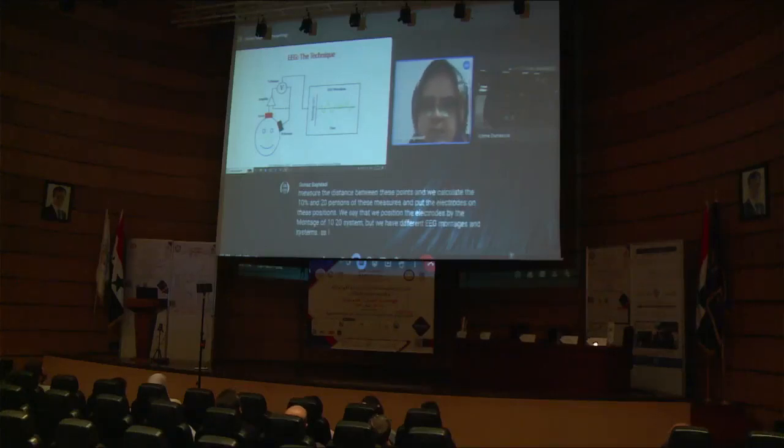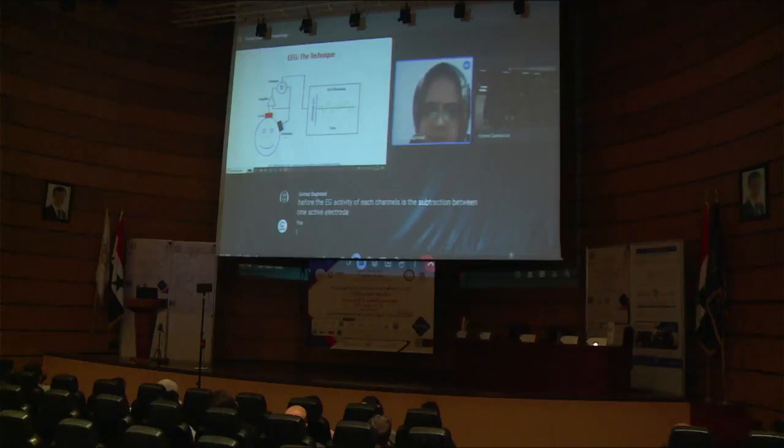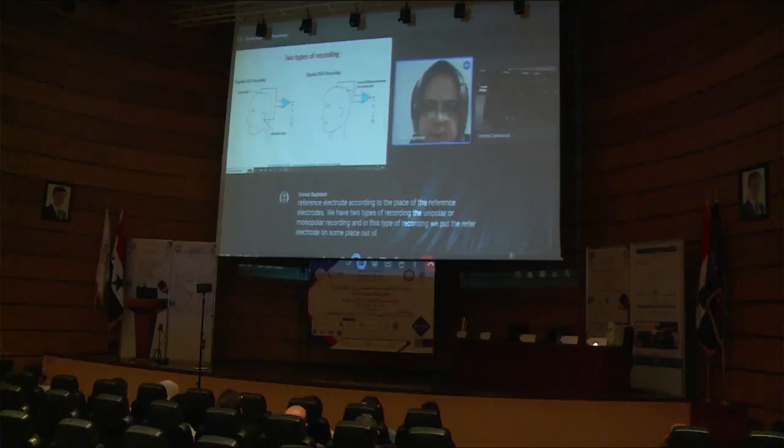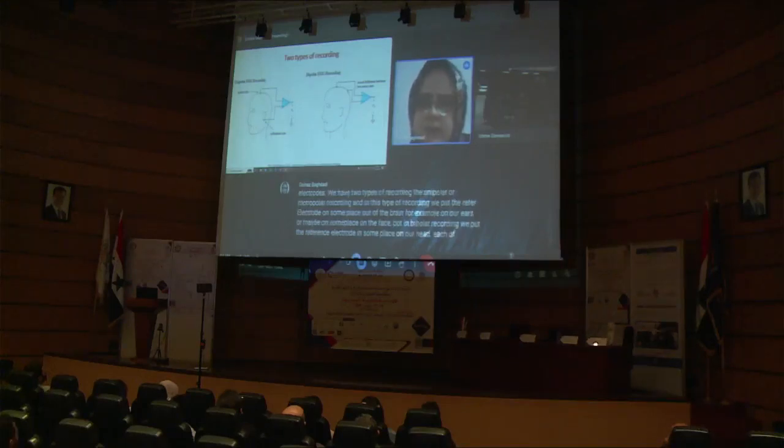As I mentioned before, the EEG activity of each channel is the subtraction between one active electrode and one reference electrode. According to the place of the reference electrodes, we have two types of recording, the unipolar or monopolar recording, in which we put the reference electrode on some place outside of the brain, for example on our ears or maybe on some place on the face. But in bipolar recording, we put the reference electrode on some place on our head.